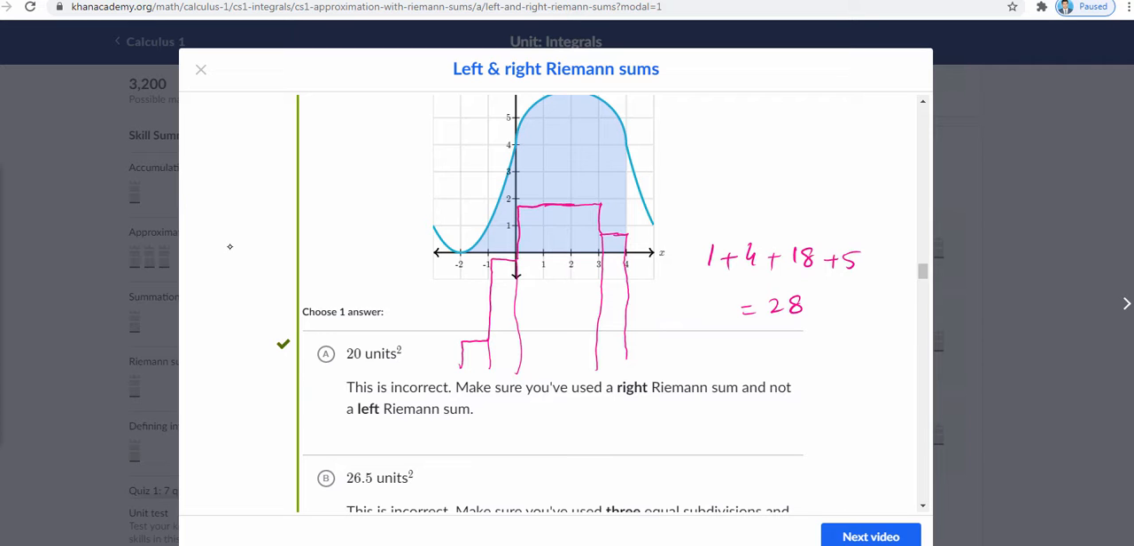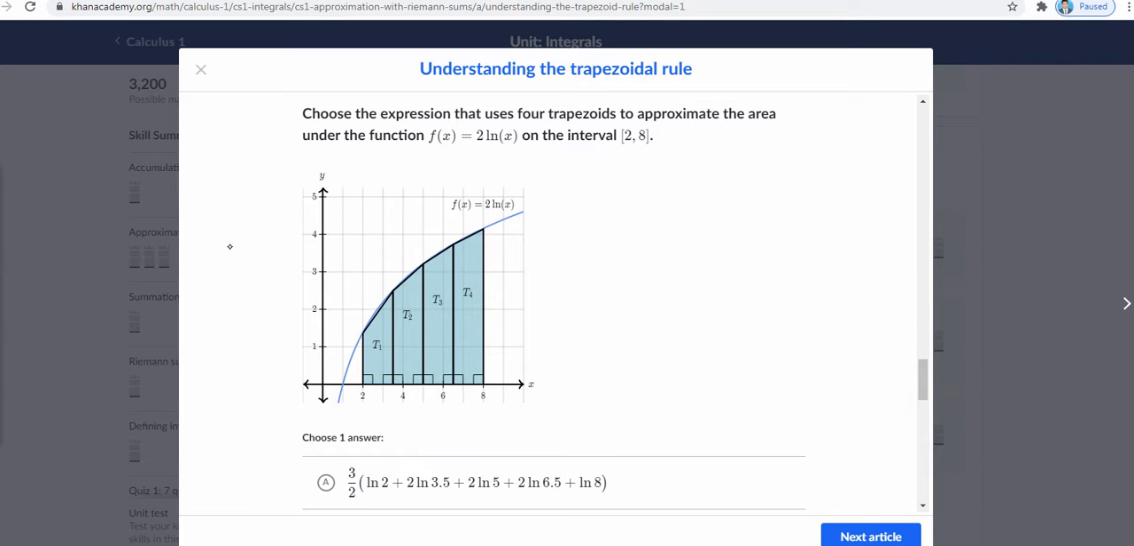Now let's see some other questions. Alright, so this question is about the trapezoid rule. In this question it says choose the expression that uses 4 trapezoids to approximate the area under the function f of x equals 2 ln x on the interval 2 to 8.